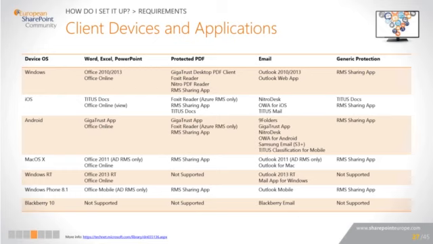You can also see that protected PDFs are not supported by Adobe Reader. They require different readers such as Foxit Reader. To use IRM with Office documents, you just need to have Office, either online or client, depending on the platform that you're trying to open the document from. And for generic protection, you can use the RMS sharing app, which allows the protection of any file type.